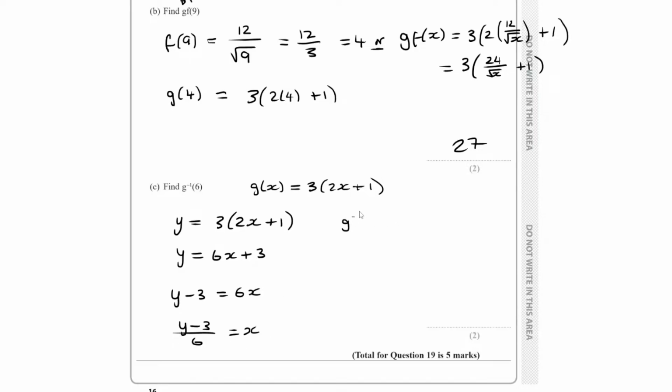So the inverse function of g is x minus 3 over 6. As long as you get x minus 3 over 6, you don't obviously want to have y at the end of it, do you? It's just there as a placeholder. Now I can sub in 6. So 6 minus 3 is 3 over 6. So 3 over 6 simplifies to 1/2.